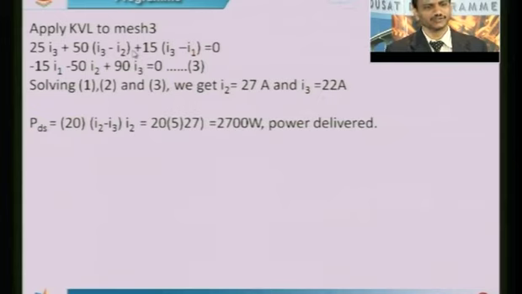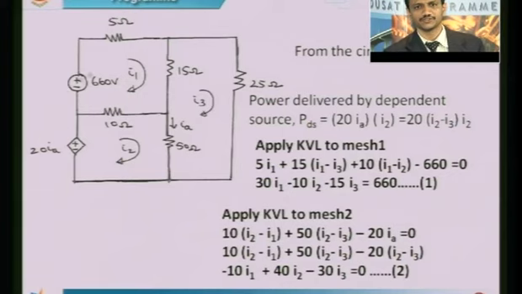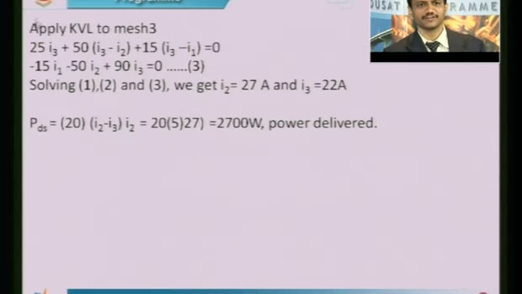Now, apply KVL to mesh 3. So, 25 I3 you can observe. Next, what we will write? Plus 50 into I3 minus I2. Next, plus 15 into I3 minus I1, is equal to 0 obviously. So, that is what I have written: 25 I3 plus 50 into I3 minus I2 plus 15 into I3 minus I1, which is equal to 0. When we arrange this, minus 15 I1, then minus 50 I2, then 25 plus 50 is 75, plus 15 is 90 I3, is equal to 0.